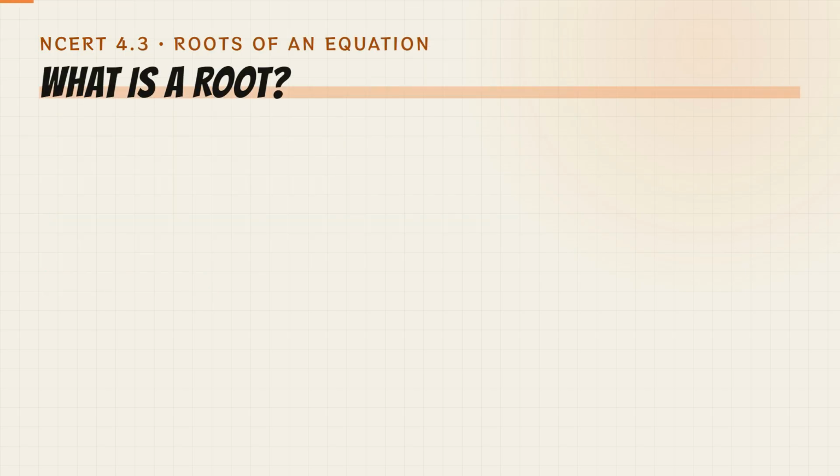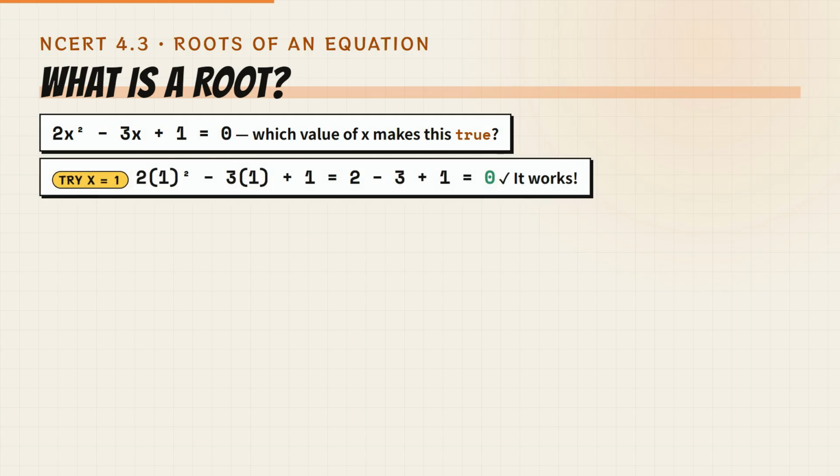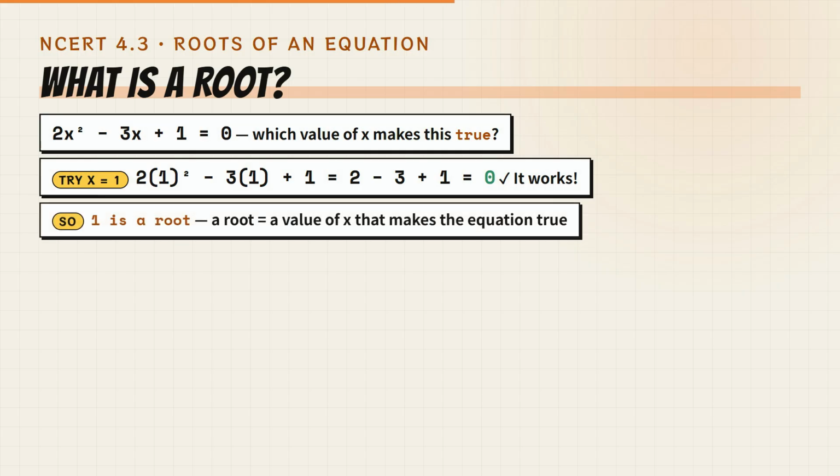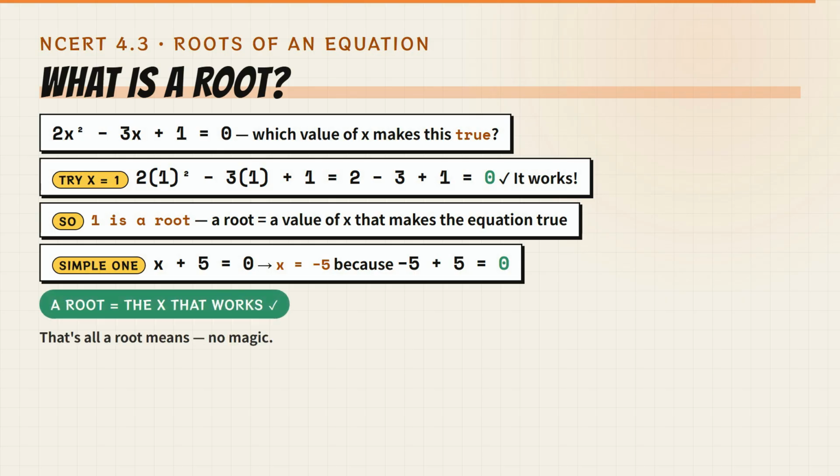Now we have a quadratic equation, but what are we actually trying to find? We want the value or values of x that make the equation true. Let's try x equals 1. Put 1 wherever we see x. We get 2 times 1 squared minus 3 times 1 plus 1, which becomes 2 minus 3 plus 1 equals 0. It works! So 1 is a root of the equation.